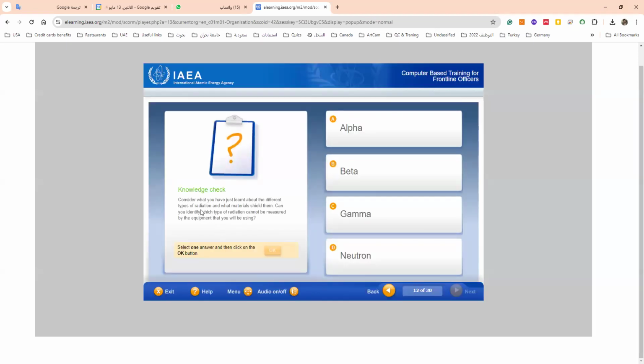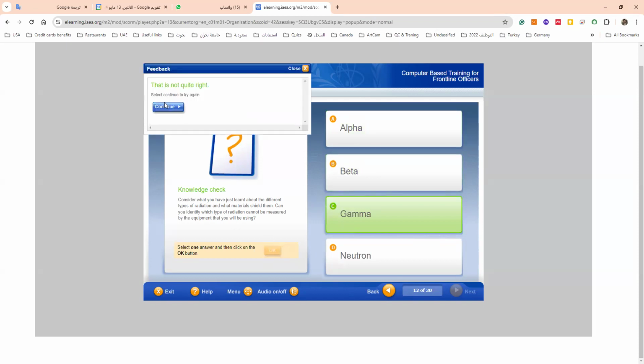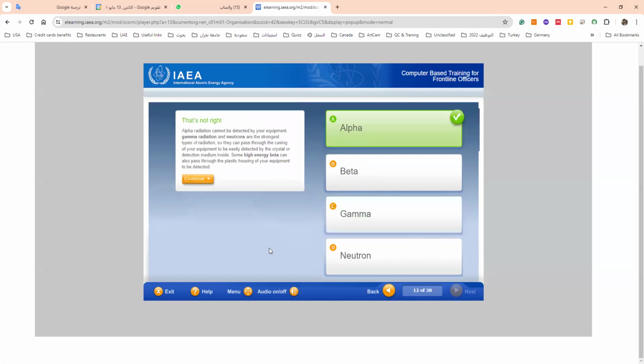Check your knowledge now with this question. Consider what you have learned about different types of radiation and what material shields them. Can you identify which type of radiation cannot be measured by the equipment that you will be using? I will check randomly: alpha, beta, gamma. It's not quick, right? Okay, the correct answer is alpha.